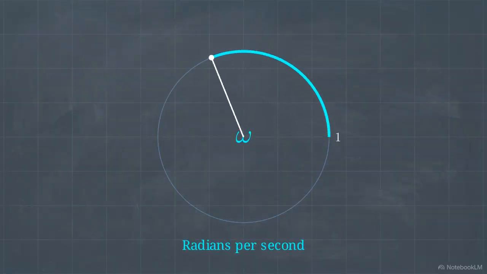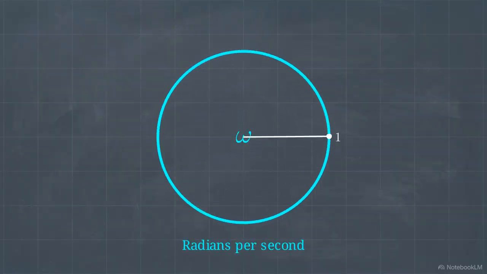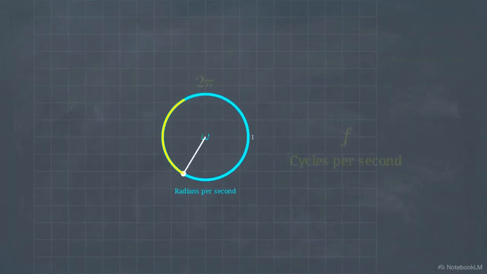Next is omega, known as angular frequency. Instead of measuring cycles per second, omega measures how many radians the wave travels through per second.